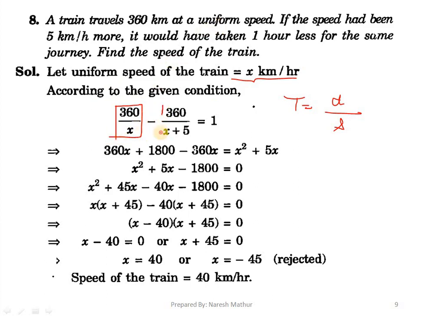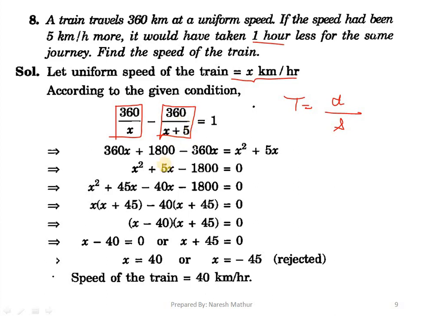Second condition, again distance upon speed. If we increase the speed by 5 km per hour, then the time taken by the train will be 360 upon x plus 5. The difference between these two time slots is given as 1 hour. So 360 upon x minus 360 upon x plus 5 equals 1. Now why is 360 upon x plus 5 written here, and why not here? Because as we increase the value of the denominator, the overall value of the fraction is reduced.